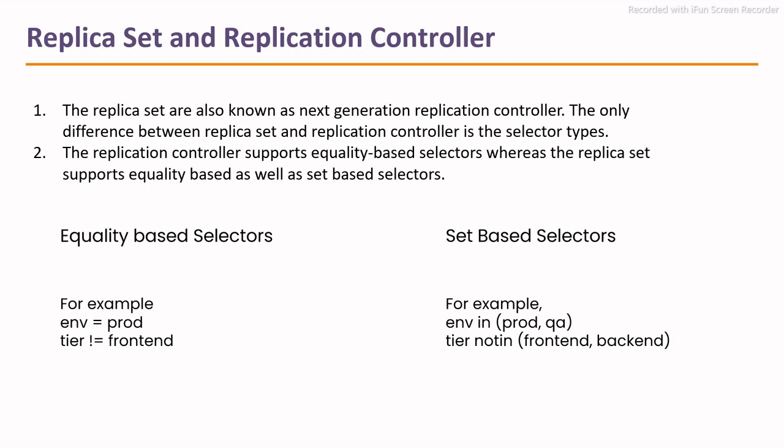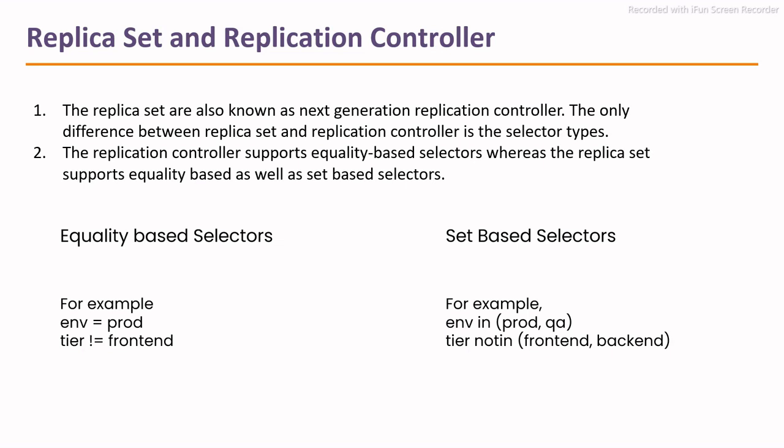So what is the equality based selector? An equality based selector allows filtering by label keys and values. We have three types of operators: equal to, double equal to, and not equal to. In the example, the first selects all the resources with key equal to environment and value equal to production. The second selects all the resources with key equal to tier and value distinct from frontend.